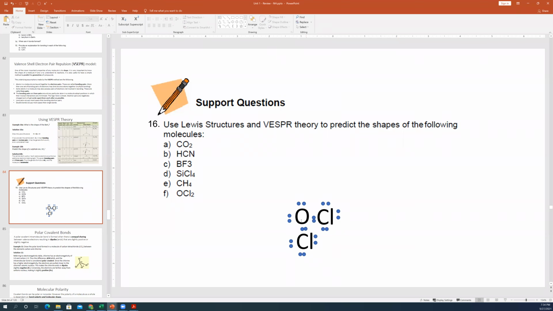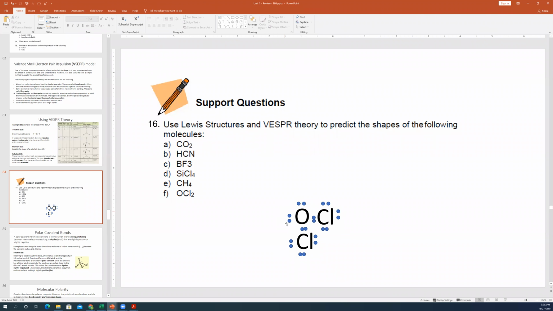So here we have oxygen. It has its now stable octet, 1, 2, 3, 4, 5, 6, 7, 8. Very happy. This chlorine also has 8. This chlorine also has 8. Okay, very nice. OCl2.